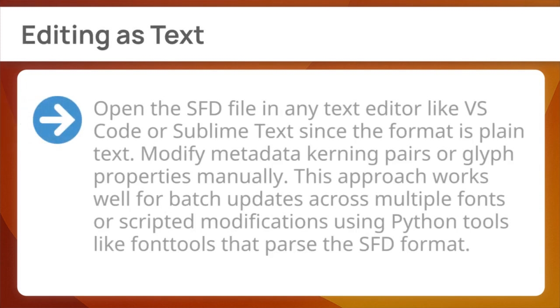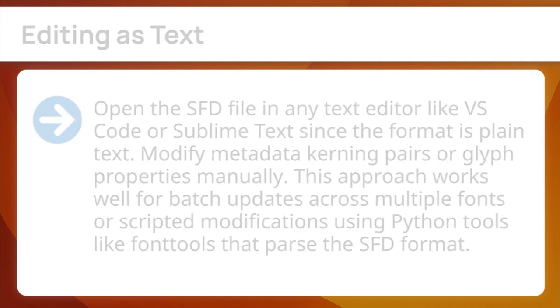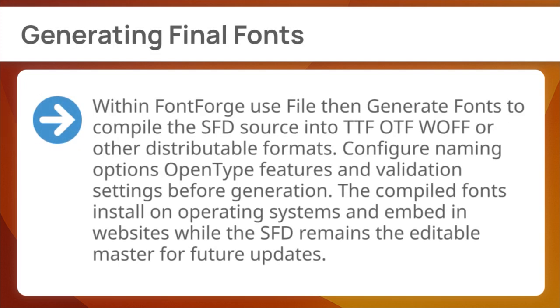Next, editing as text. Open the SFD file in any text editor like VS Code or Sublime Text. Since the format is plain text, modify metadata, kerning pairs, or glyph properties manually. This approach works well for batch updates across multiple fonts or scripted modifications, using Python tools like FontTools that parse the SFD format.